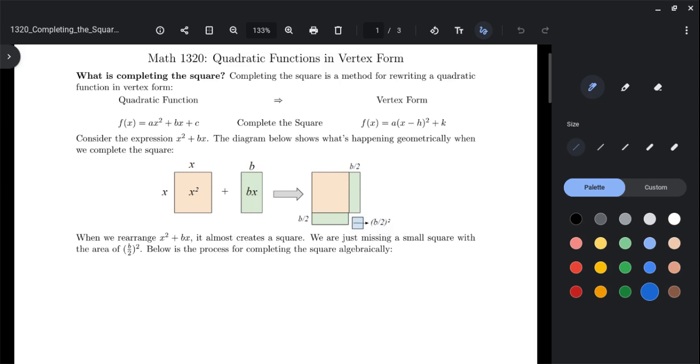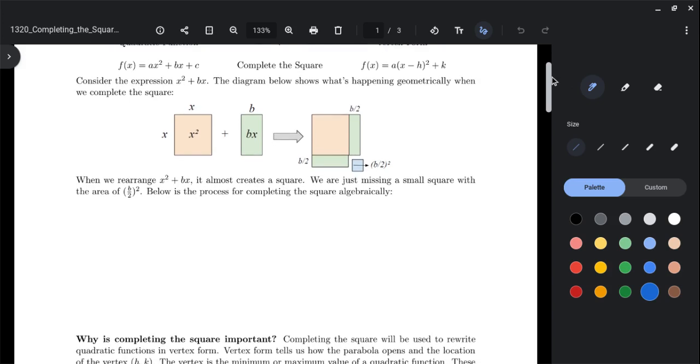And so that's what we're going to do when we complete the square. We're going to add that b over 2 squared in. But remember, we can't just add extra things to an equation. We're going to have to add it trickily. And I'll show you that trick when I complete the square algebraically with our standard form quadratic function.